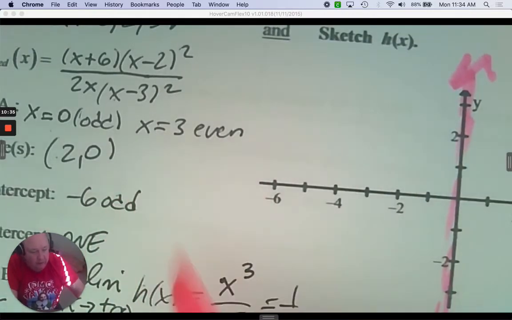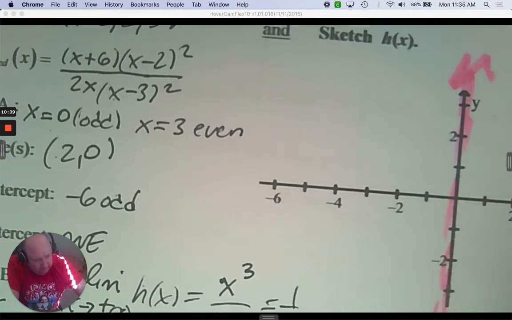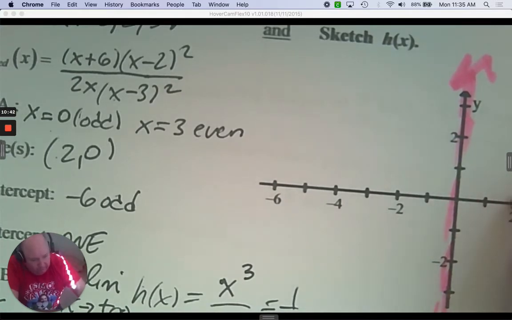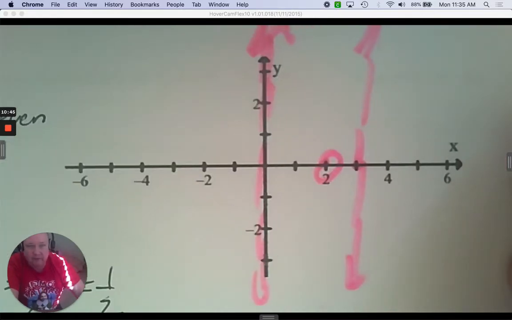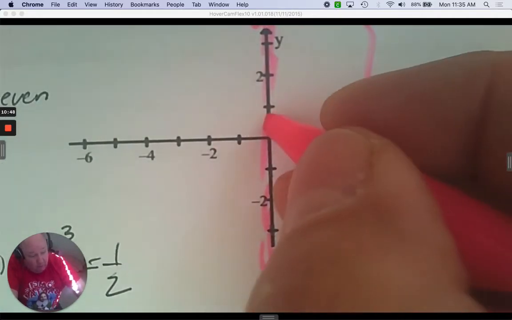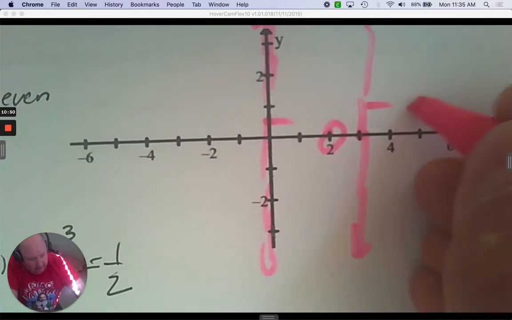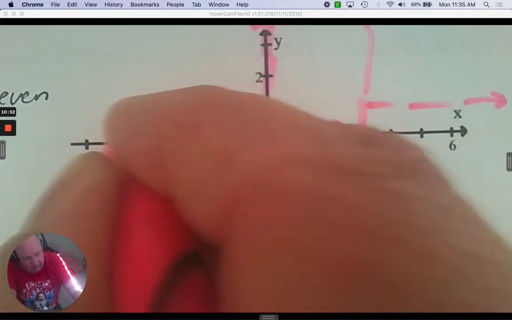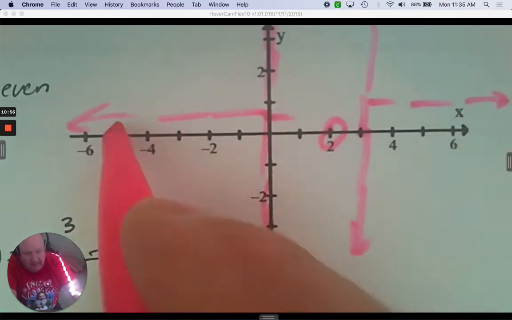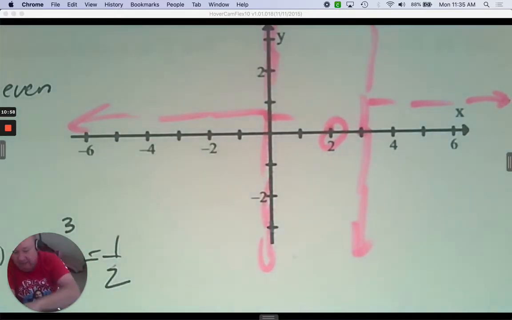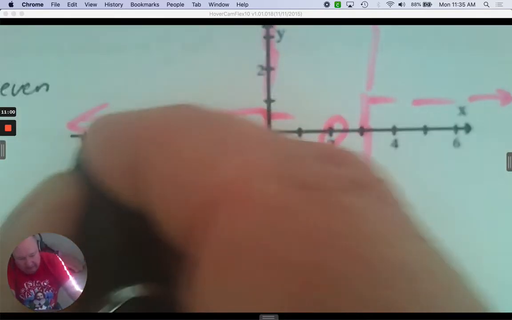We have another vertical asymptote at 3. We have a hole at (2, 0). And we have a horizontal asymptote at 1/2, and it really only affects the end behavior. It doesn't affect anything in the middle. So the right end and the left end are going to approach that. We also have an x-intercept at -6.